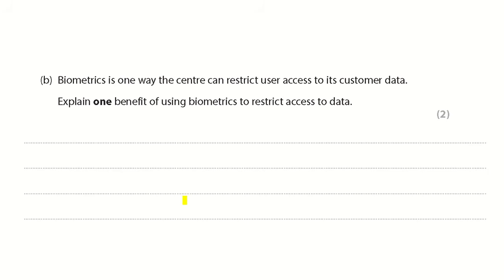So on to question 1b. This one tells us that biometrics is one way the centre can restrict user access to its customer data. So it's asking us to explain one benefit of using biometrics to restrict access to data. It's 2 marks for an explain, so that is a point and an expansion.